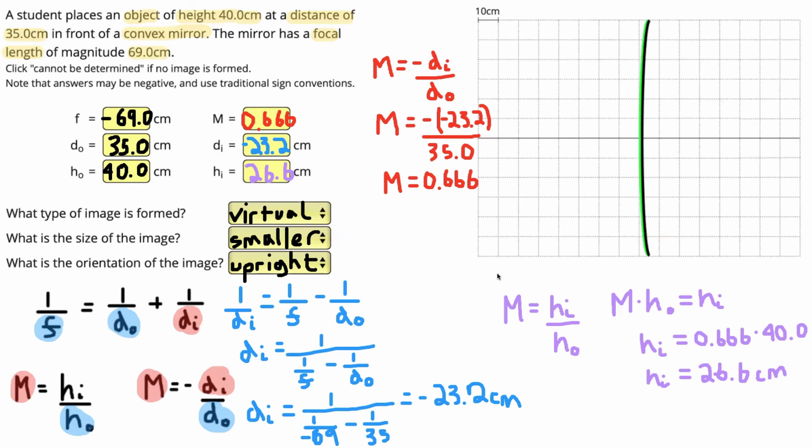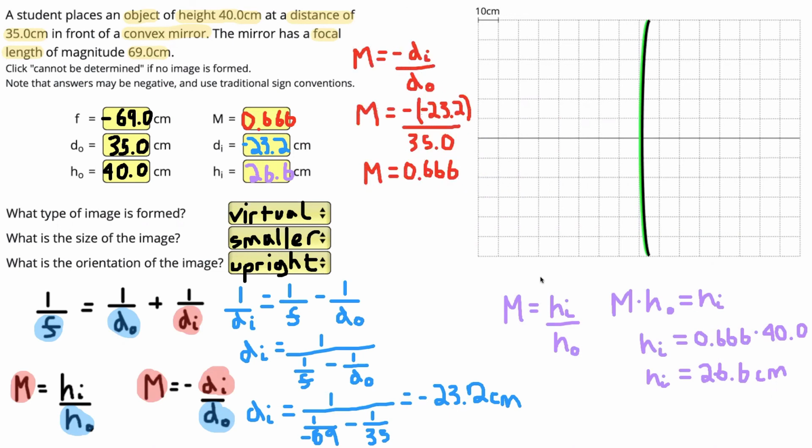Another thing we can do is use the visual method just to verify and check our answers to make sure that they look about right. So let's do that now just to check. So our object has a height of 40 centimeters at a distance of 35 centimeters. So 10, 20, 35 centimeters distance and 10, 20, 30, 40 centimeters high. That gives me my object over here.